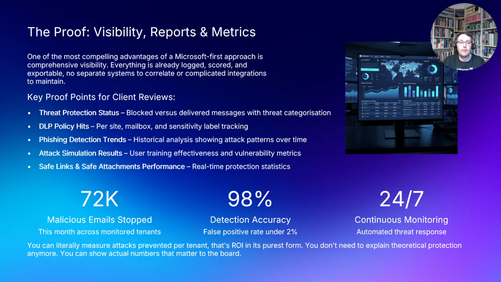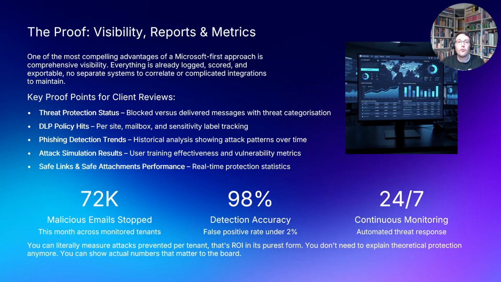72,000 malicious emails stopped this month across monitored tenants. That's a huge number, massive. 98% detection accuracy. False positive rate is under 2%. And it's 24/7 continuous monitoring, the automated threat response. You can literally measure every single attack prevented per tenant. That's ROI in the purest form. That's the metrics we talk about when we deliver this to customers.